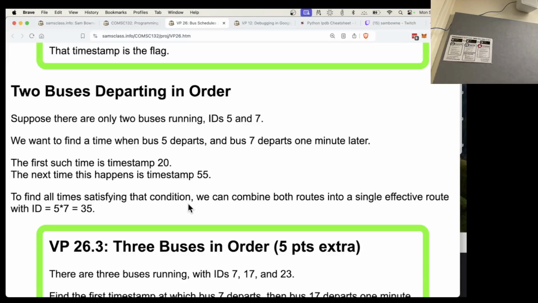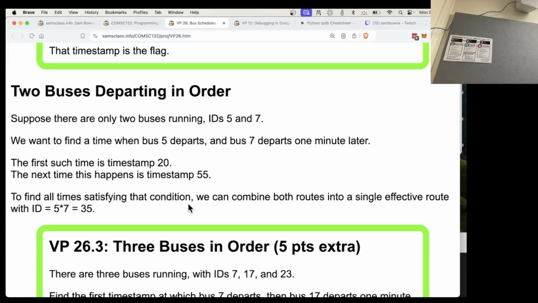Because if you think about it, at timestamp 20, 5 will depart. That's an integral multiple of 5. And 21 is an integral multiple of 7. So 5 will depart at 20, and 7 will depart at 21. Now 55 is a multiple of 5, and 56 is a multiple of 7. So it will happen again. So it's going to happen every 35 minutes.